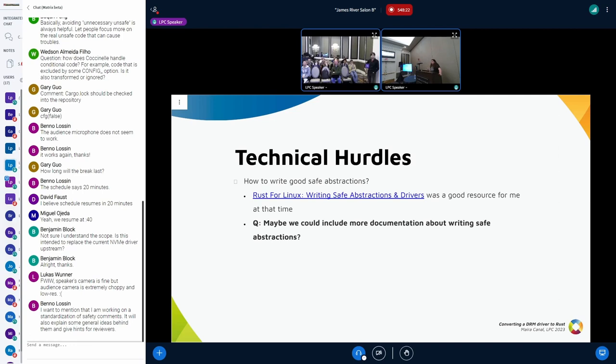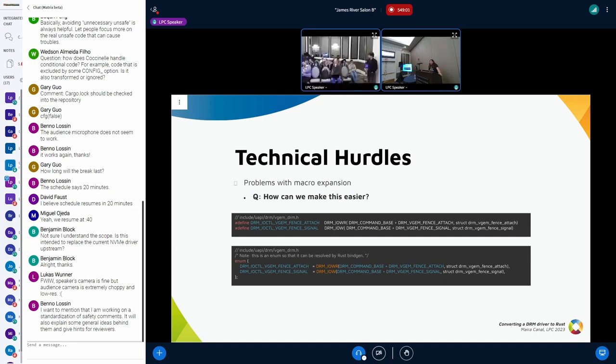I thought, what about writing more documentation about writing safe abstractions? I mean, sometimes we don't even need to write very formal documentation. We can write a blog post documenting the process of writing an abstraction, sometimes like a journal, something like that. This way we can build more knowledge about safe abstractions, improve safety review, because we are building more content about safe abstractions, and bring more people on board with us.